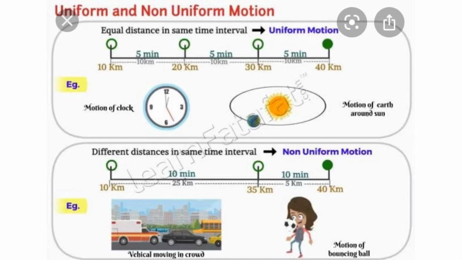Now see the next diagram. Here in 10 minutes the distance covered is 25 kilometers, and in another 10 minutes the distance covered is 5 kilometers. So here equal distance is not covered in the same interval of time, so the motion is non-uniform motion. Another example of non-uniform motion is a vehicle moving in a crowd and the motion of a bouncing ball. You can be asked to give the difference between uniform and non-uniform motion. You can give 2 points. First point is the definition and the second point is the example.